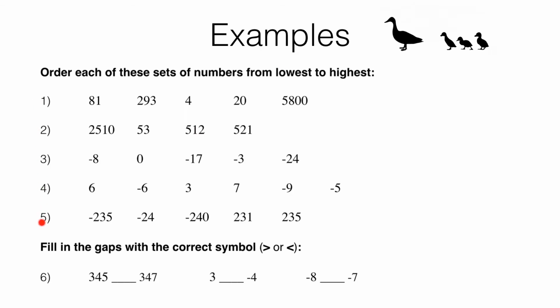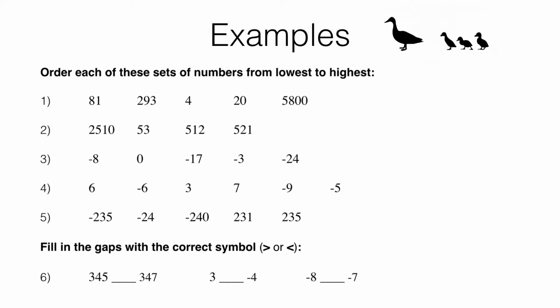For the first 5 questions then, what we need to do is order these sets of numbers from lowest to highest, or from least to greatest. Now, in every single case, we are dealing with whole numbers here, so integers only. Integers is just another fancy word for whole numbers. Notice that includes positive numbers, but also negative numbers and 0.